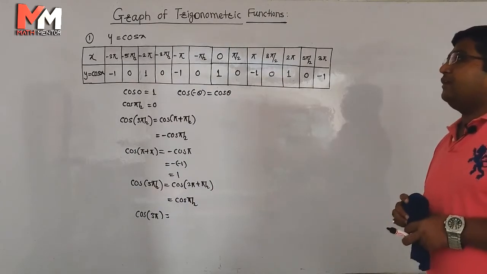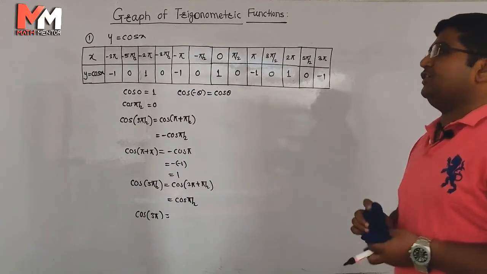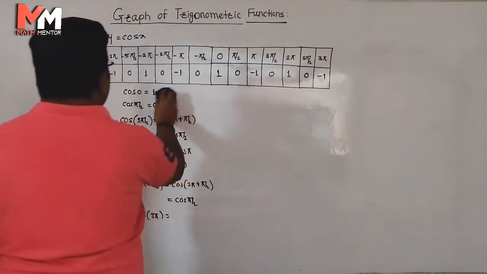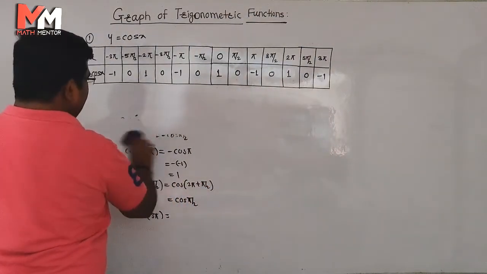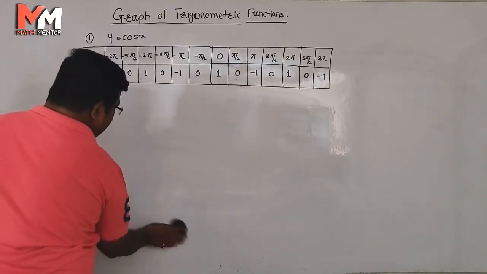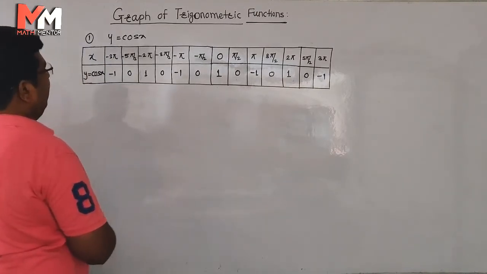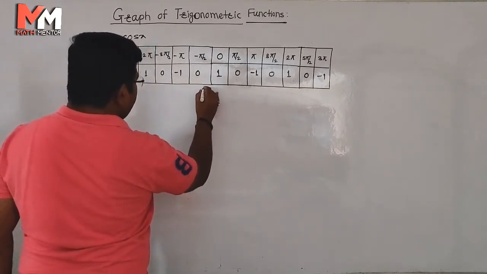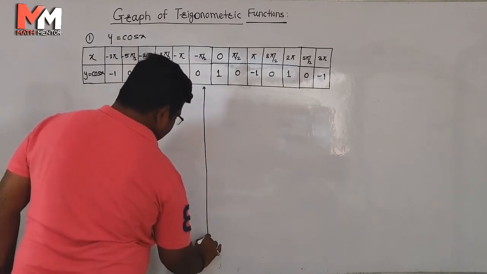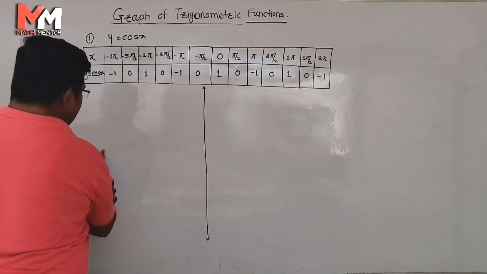So we know that x is the domain of the function and y is the range of the function. In y, the highest value, the maximum value, is plus 1 and the minimum value is what? Minus 1. So these two values are important to draw the graph of the function y is equal to cos x. This vertical line is the y-axis. This horizontal line is the x-axis.